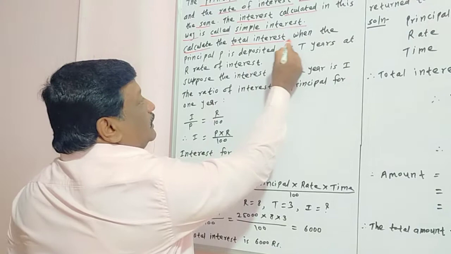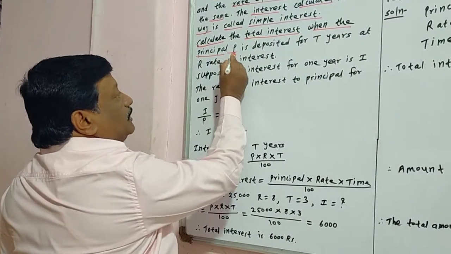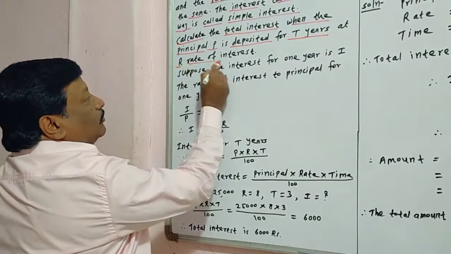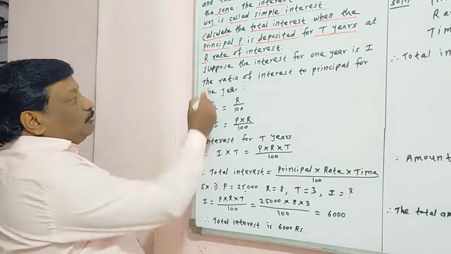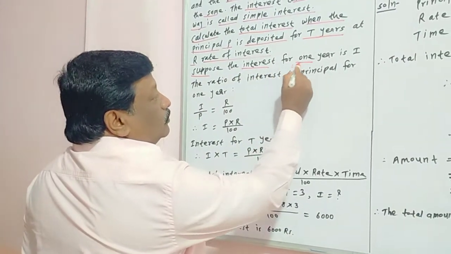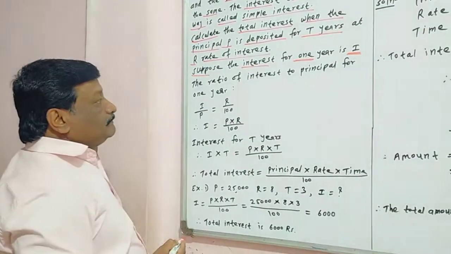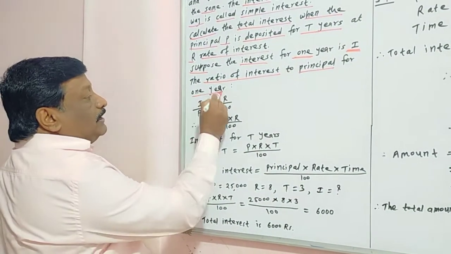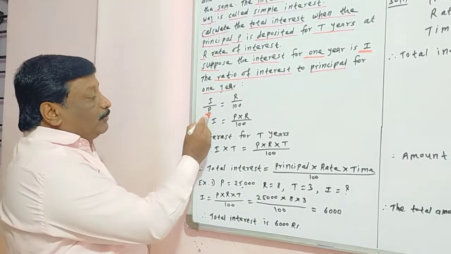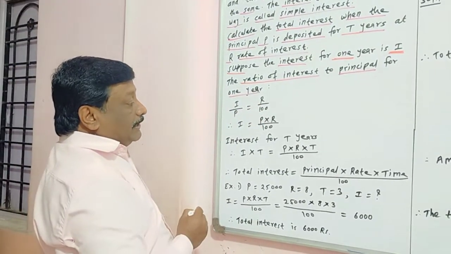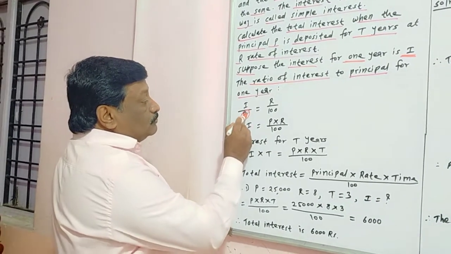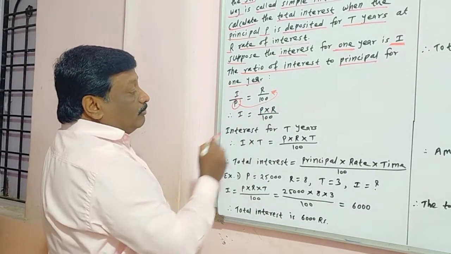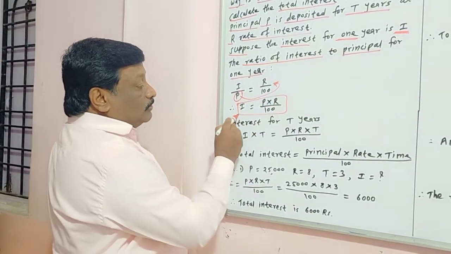Calculate the total interest when the principal P is deposited for T years at R rate of interest. Suppose the interest for 1 year is I. Then the ratio of interest to principal for 1 year is I upon P equal to R upon 100. Then, shifting this P to this side, we get I equal to P into R upon 100. This is the interest for 1 year.